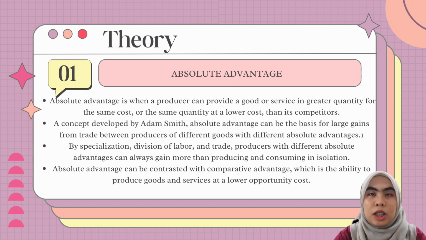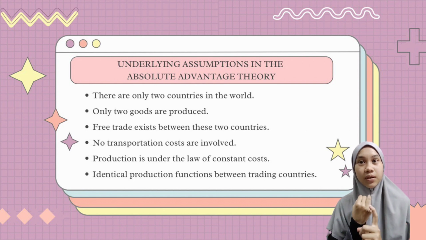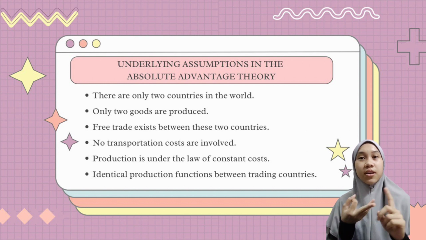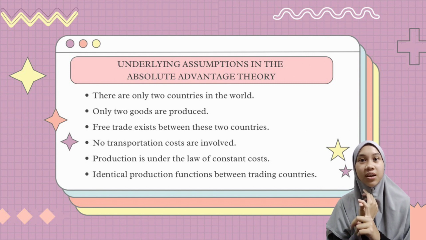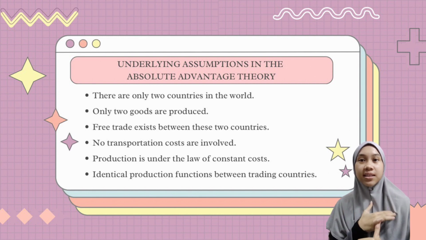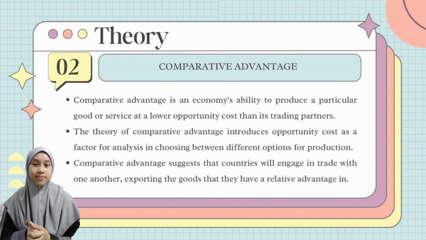Absolute advantage can be contrasted with comparative advantage, which is the ability to produce goods and services at a lower opportunity cost. There are several underlying assumptions in the absolute advantage theory, which are: there are only two countries in the world, only two goods are produced, free trade exists between the two countries, no transportation costs are involved, production is under the law of constant cost, and lastly, identical production functions between trading countries.